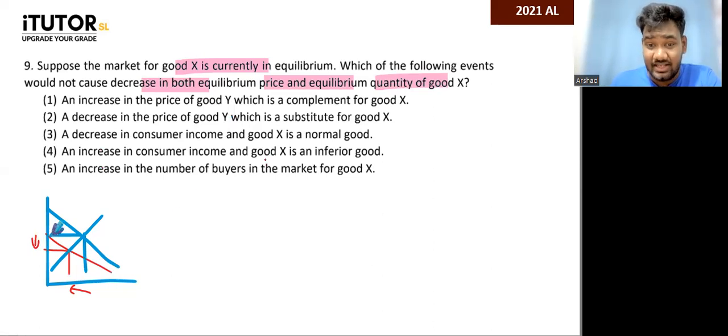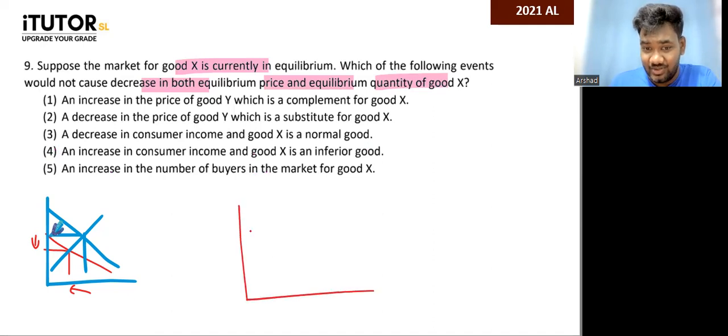Increase in consumer income, and X is an inferior good. Inferior good, if the income increases, again demand will decrease. We have learned that for an inferior good, income increases, demand decreases. So not 4 also. Last one, increase in the number of buyers. That can be your answer.